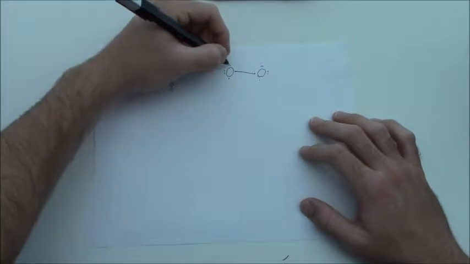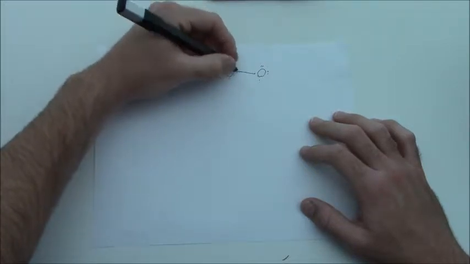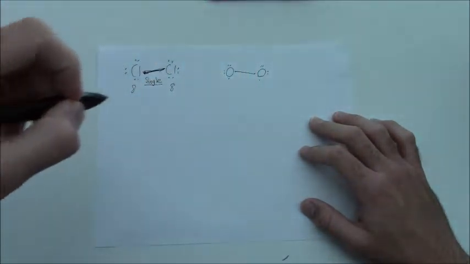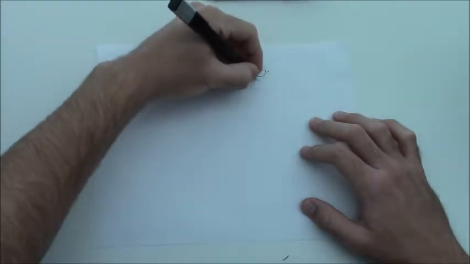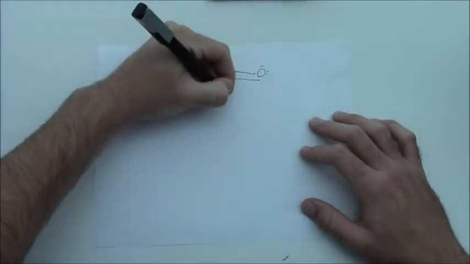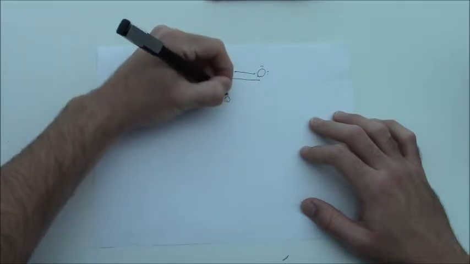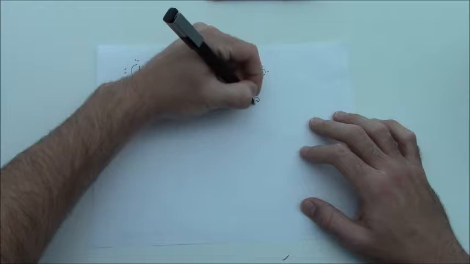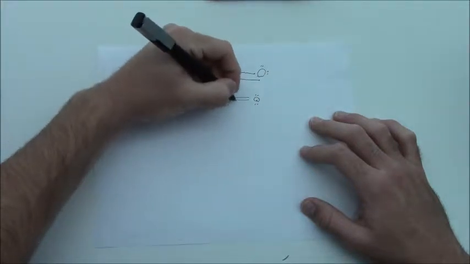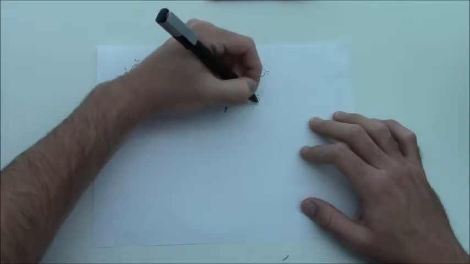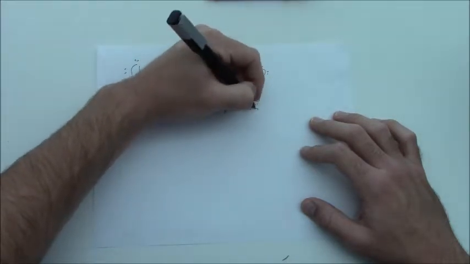Does that satisfy our octet? 1, 2, 3, 4, 5, 6, 7. No, it doesn't. And you could just do the same in the other oxygen atom. What if we draw another bond between the 2 single pairs of electrons so we share that pair as well? We can rewrite our work like this. 1, 2, 3, 4, 5, 6, 7, 8. That's good. 1, 2, 3, 4, 5, 6, 7, 8.